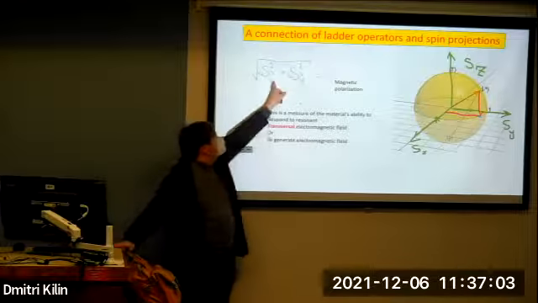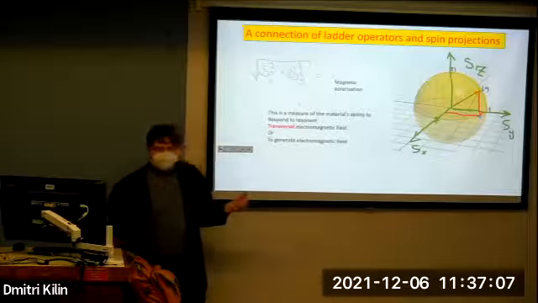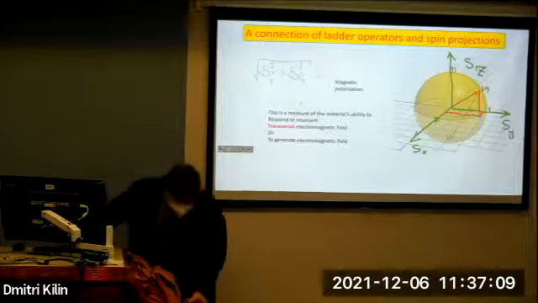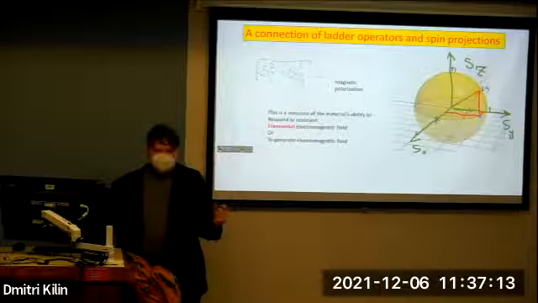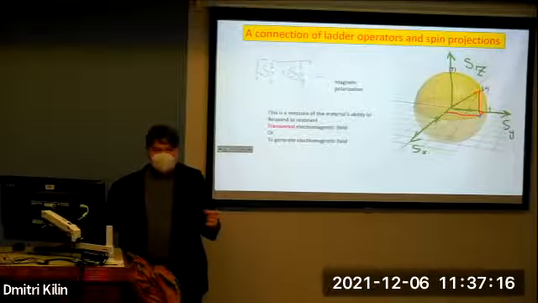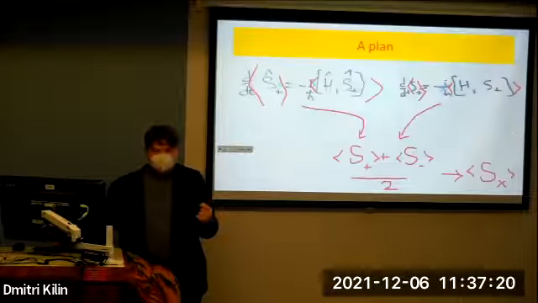So Sx squared plus Sy squared is the magnetic polarization, which is a measure of whether this single proton is able to absorb or emit electromagnetic radiation. And it is the main observable in the work of Joshua.